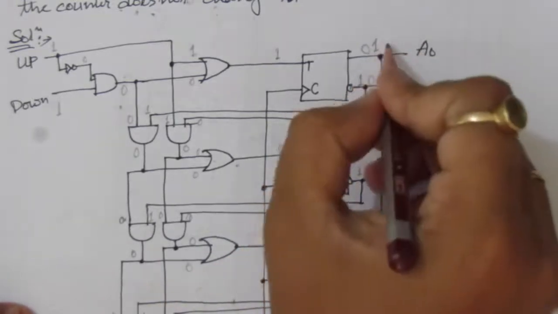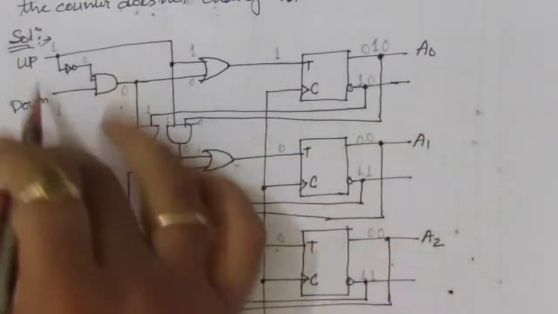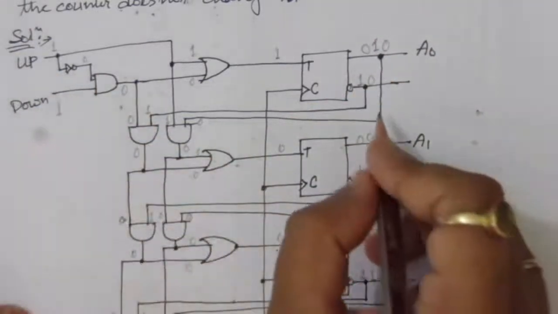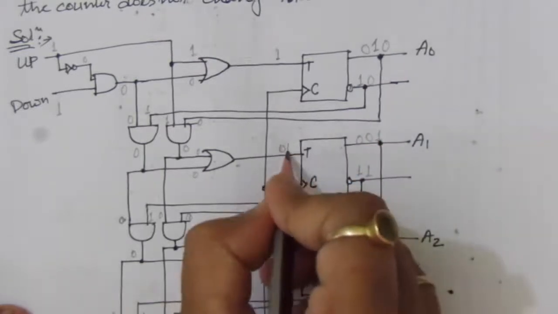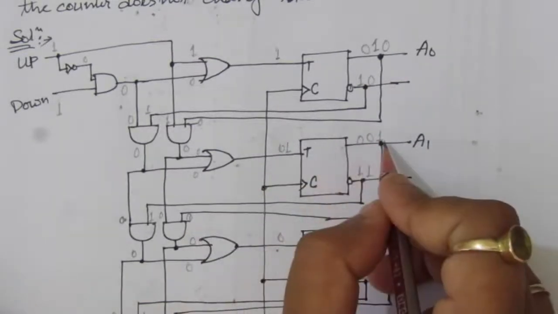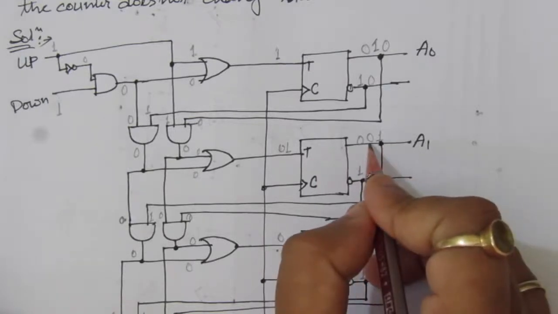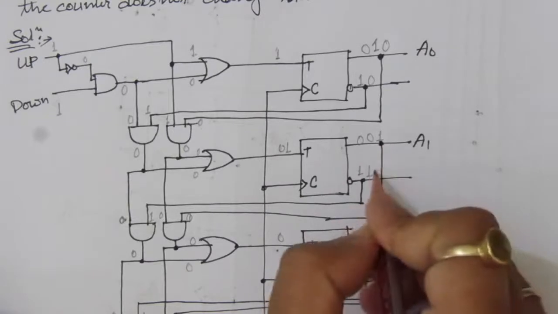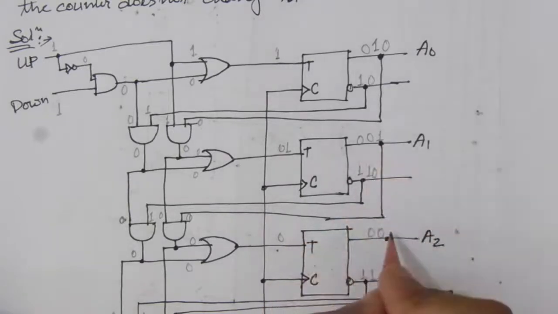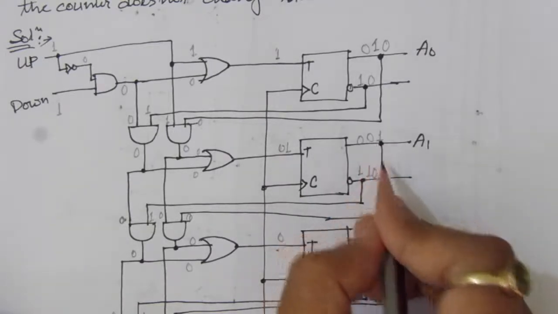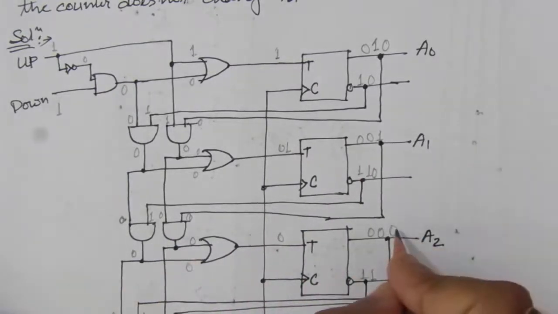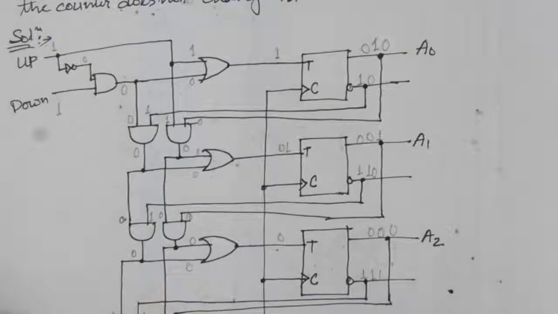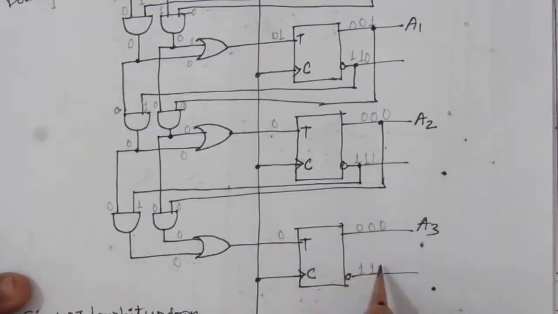That means here we'll have 0 with the next 1 and 1 input at up and down. So here we'll have 1 output, because here we have now 1, so this output will be complemented. That means the previous output will be toggled. So here we'll have 1 and here we'll have 0. Similarly here, previously it was 0 and 0, so this part of the circuit will be in the same state. So here we'll have 0 and here we'll have 1.